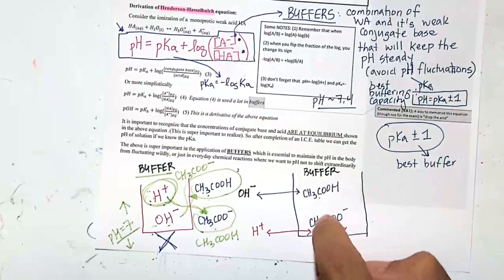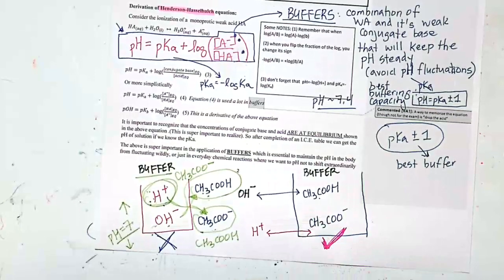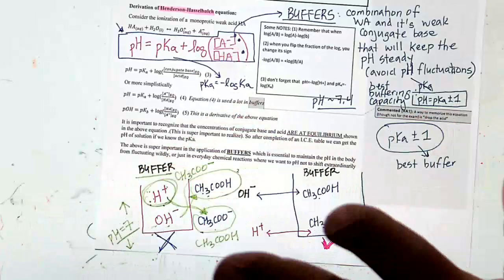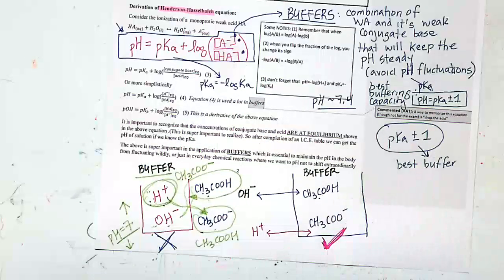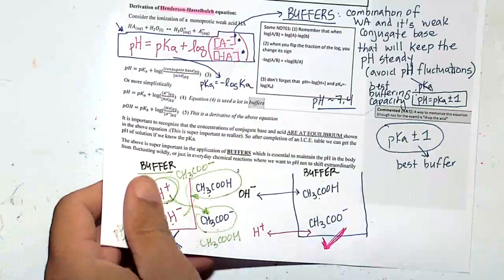All right, I will explain this better when we go over some titration problems. For now, just realize and recognize buffers need to have weak acids and weak bases. All right, let's move on here to page 3.